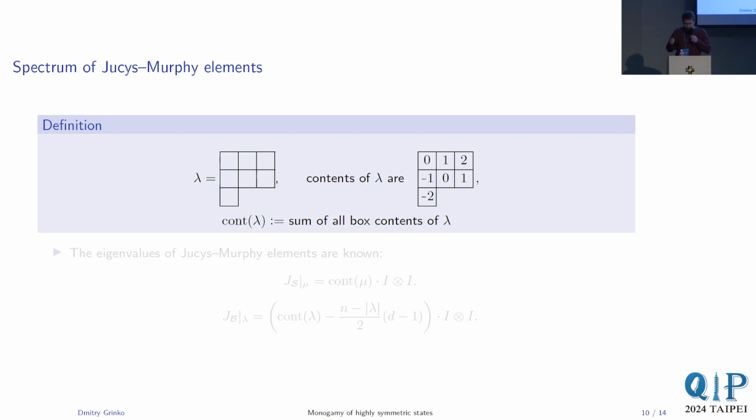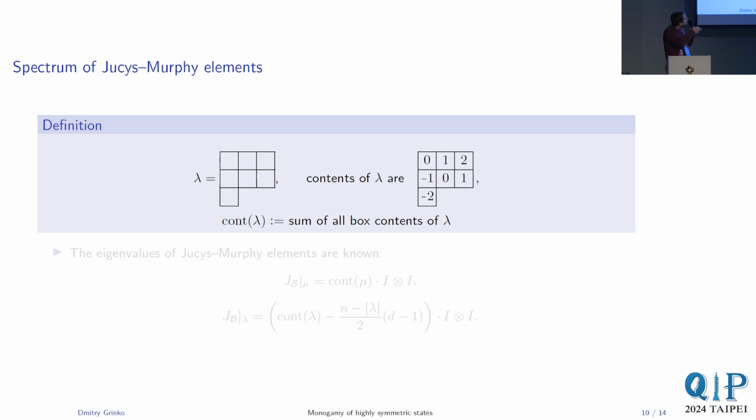So we would like to understand the spectrum of those elements J_S and J_B, and it turns out that the spectrum is characterized by a very nice combinatorial object, which is called the content of a Young diagram. I define it by example. You can consider a lambda, which is a Young diagram of that sort. Then the contents of the boxes of the Young diagram lambda are defined as follows.